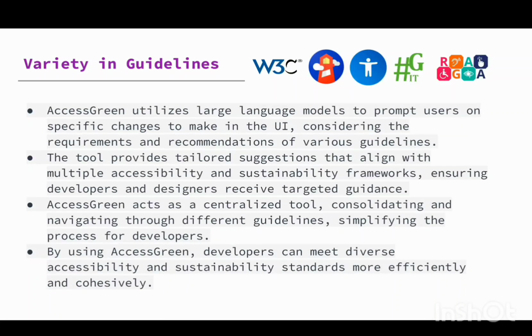Now, the variety in the guidelines deepens why we need this solution. AccessGreen plans to utilize large language models to serve as the central repository of the solutions that promote the guidelines for these designs. Now, how are we planning to do it?